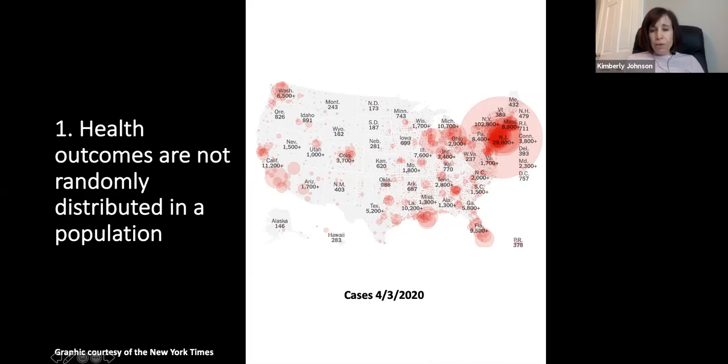But of course, we know that the distribution of cases has to do with an infectious disease, and there's more population in certain areas than others. And also this variation has to do with testing as well.